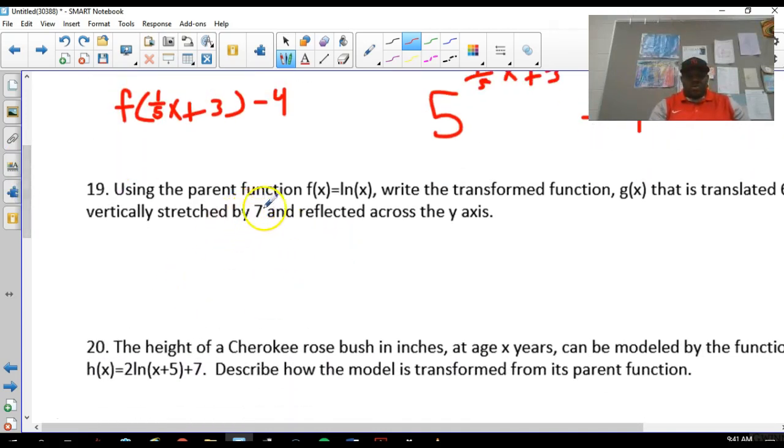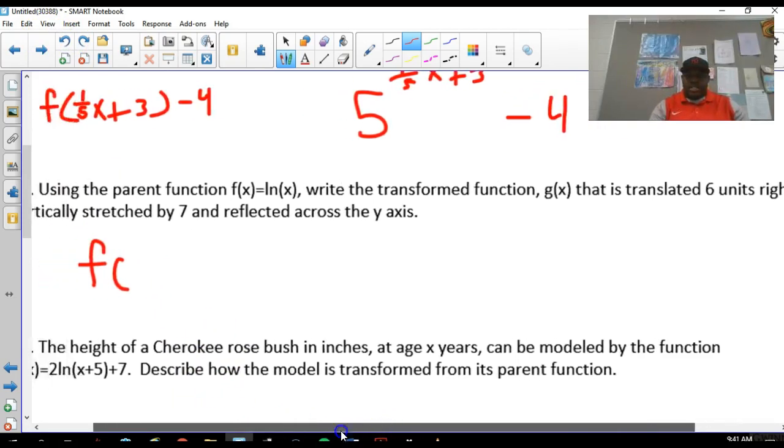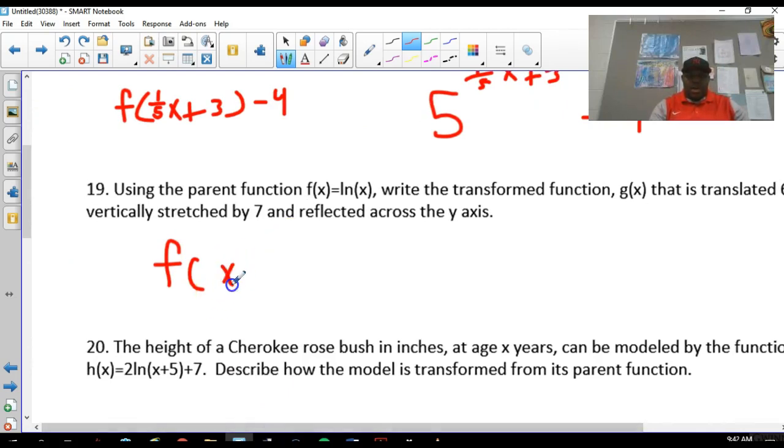Moving on, using the parent function ln of x, write the translation of the function. So hold on, let me write it out. f of x, what are we going to do to f of x? What we're going to do to f of x is translate 6 units right. So we go x minus 6, right? And then we're going to vertically stretch by 7. So the 7 goes out front right here.